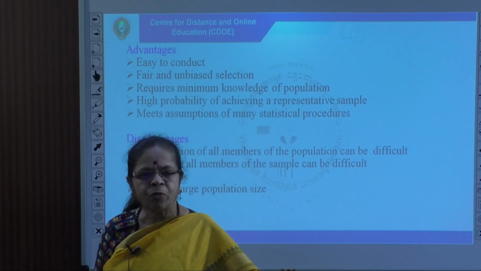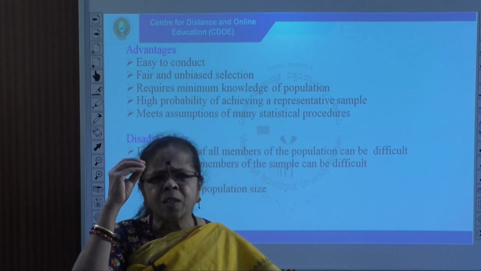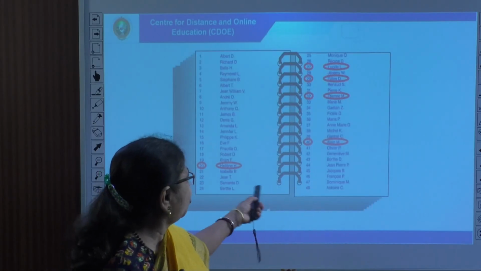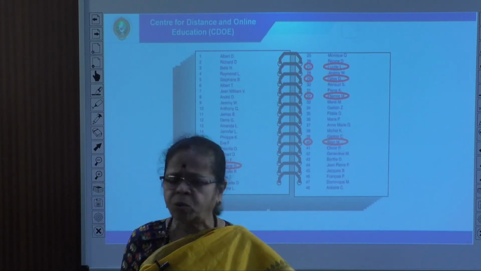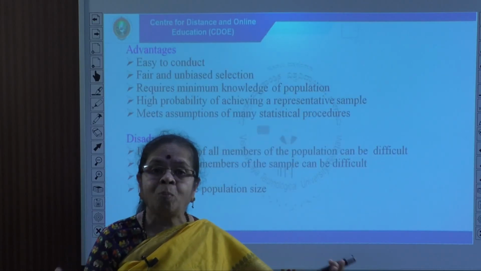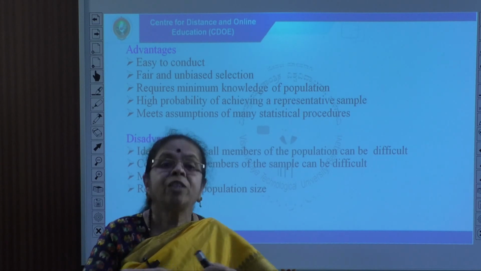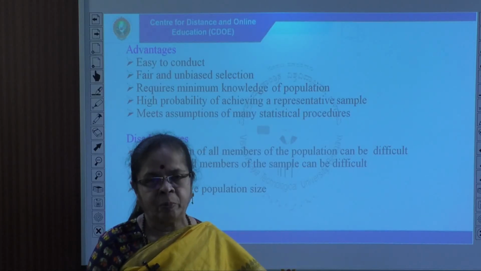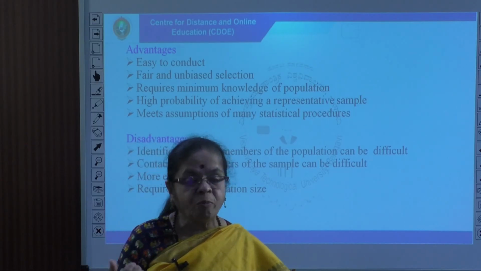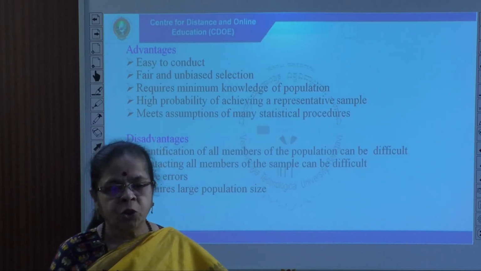So, the advantage of this is it is easy to conduct, fair and unbiased, and requires minimum knowledge of population. Do I have to know anything about these people? No, I do not have to know who they are also. No knowledge of the population is required, and you have a very high probability of getting a good representative sample. That means your generalization will be more authentic and valid, and it will meet assumptions of many statistical procedures. I told you, you can use a lot of statistical analytical tools.